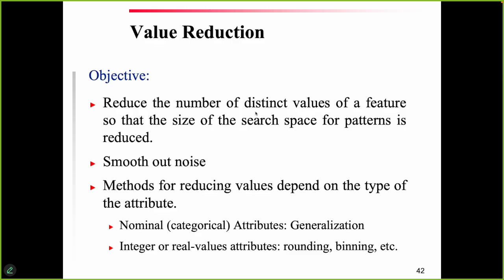Your learning algorithm has a much larger search space, right? Because then you have a lot of distinct values. To reduce that search space size, we can do value reduction, or reducing the number of distinct values in each feature. In this case, you can simplify the patterns that your algorithm needs to learn, and also, as mentioned here, smooth out noise. Why can we smooth out noise by reducing the number of distinct values?